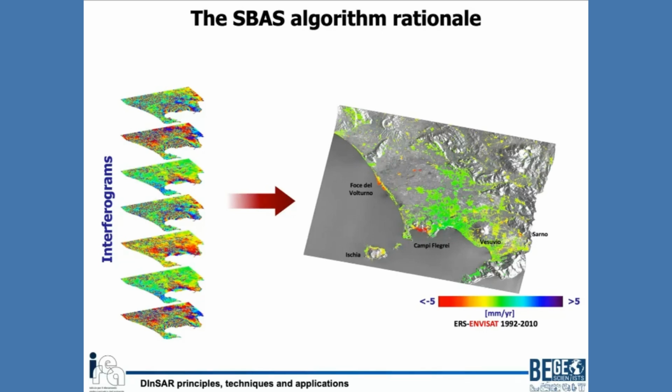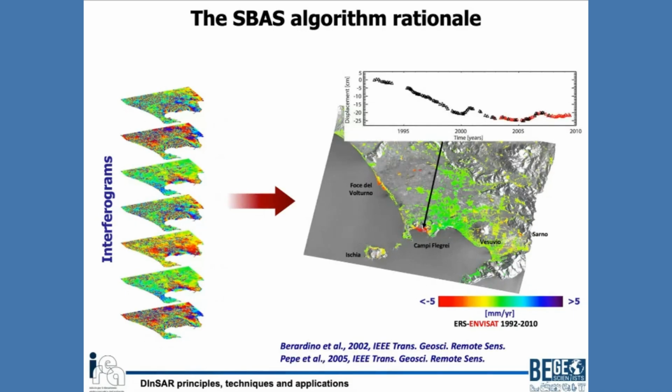And so we can combine all these interferograms with a specific technique. In particular, at CNR IREA, we developed a very famous technique that is the Small BAseline Subset algorithm. With this algorithm, we combine all these differential interferograms to generate the so-called displacement time series. In other words, for each coherent pixel on the ground, we can retrieve the temporal evolution of the deformation of the ground.